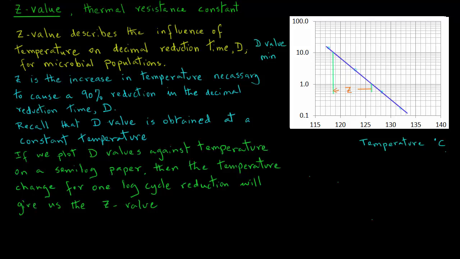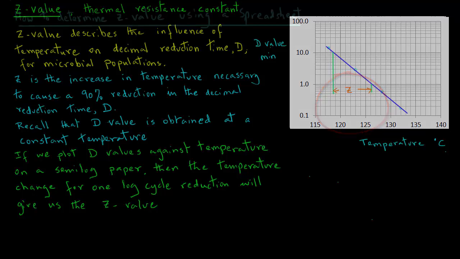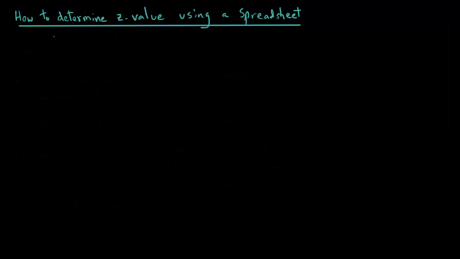And then if we identify a one log cycle reduction, let's say from 10 to 1, on the chart we obtain the change in temperature that will represent that one log cycle reduction, and this change in temperature is the Z value. Now let's see how we can determine Z value using a spreadsheet.